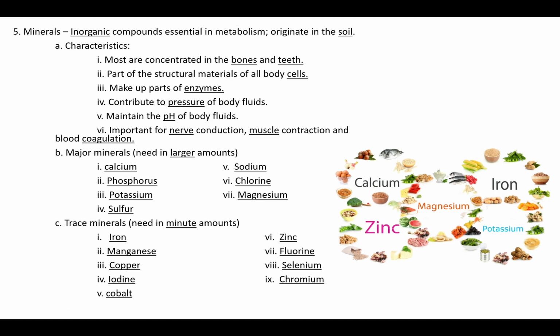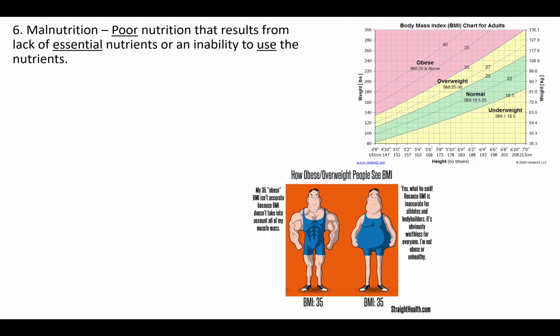Okay, hit the pause button if you're not quite ready, but I'm going to keep going at the very last part of this section. It is talking about malnutrition. The definition of malnutrition is simply poor nutrition that results from a lack of essential nutrients. Those are ones that you have to eat, remember, or an inability to use the nutrients.